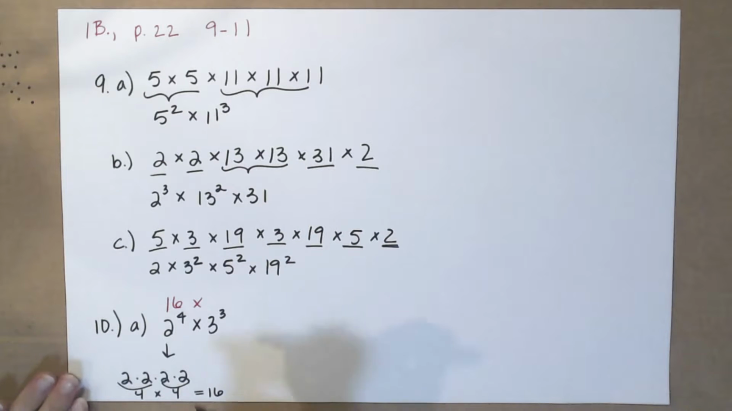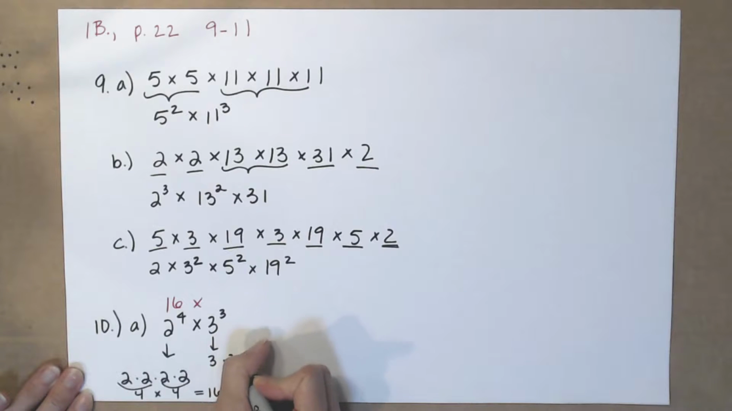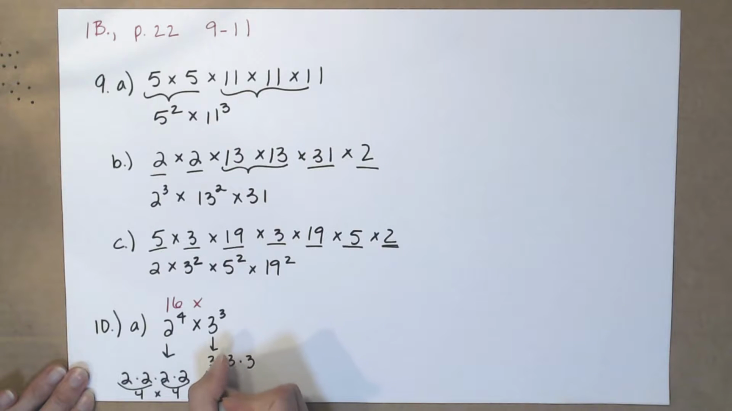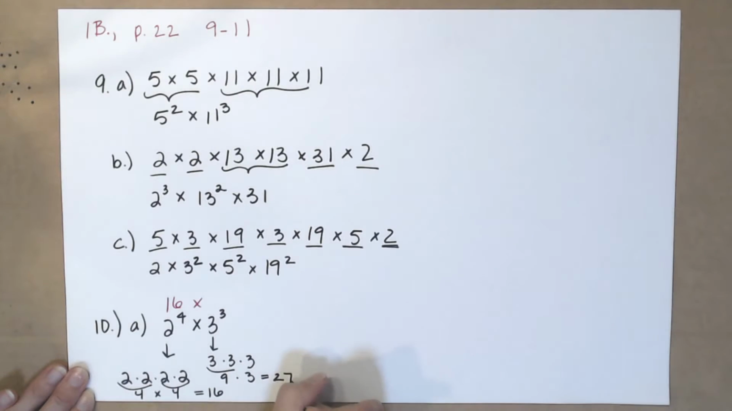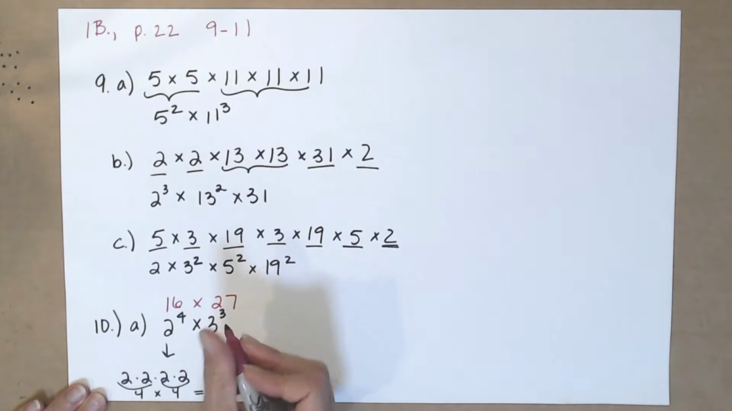Now we evaluate 3 to the third. So that means 3 times 3 times 3. Sometimes a little dot like this means multiply. So 3 times 3 times 3. 3 times 3 would be 9. And then that times 3 is 27. So 3 to the third is 27.